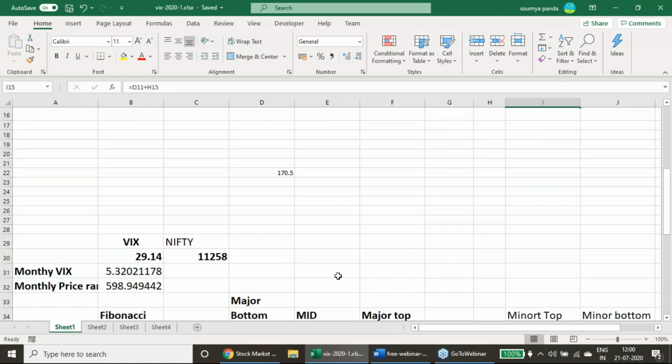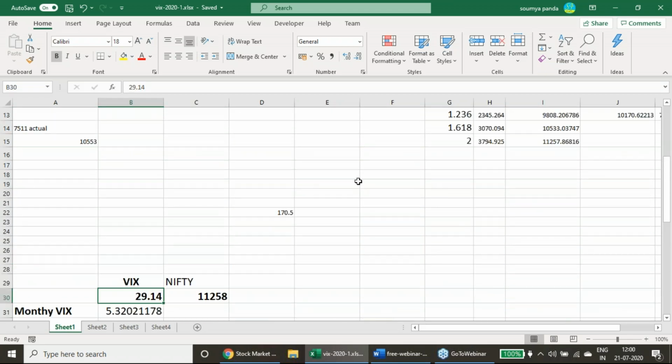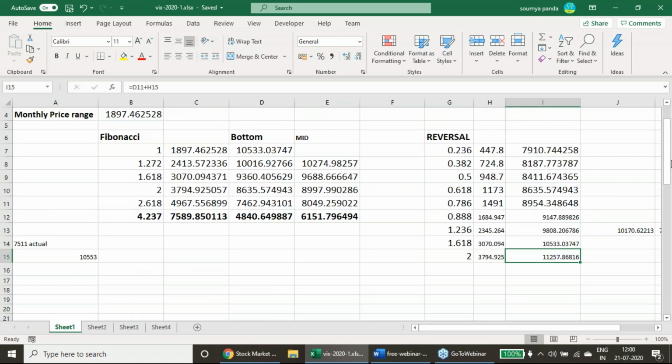So now I am taking the 29.14 VIX, which is the median VIX, and which is applied to my last top of 11,257. You must ask me why this ratio 2 is being taken and not beyond that, such as 1.27, 1.618 or 1.236 also. So here, 2.